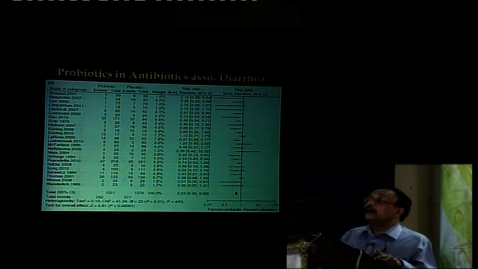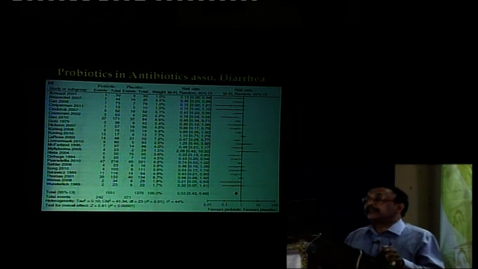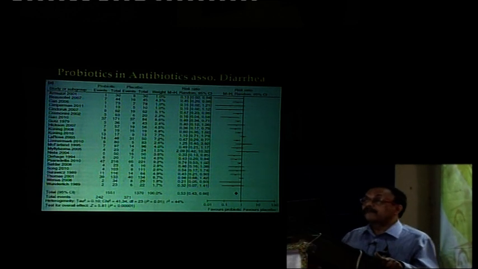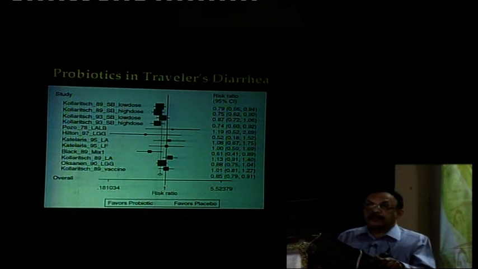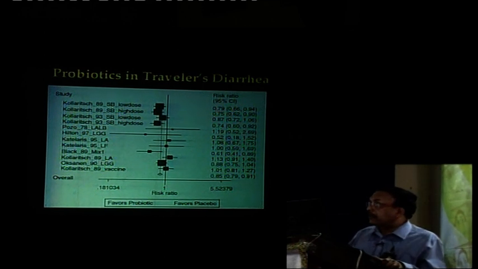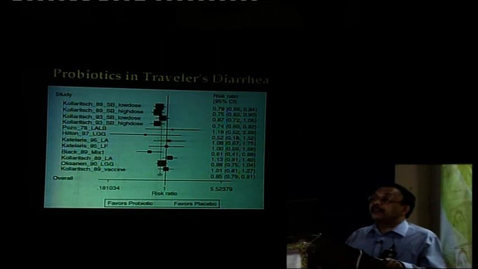This is again a meta-analysis of many trials which shows that the benefit is beyond doubt in treatment of antibiotic-associated diarrhea as well as its prevention. So, it has a role in that it prevents as well as treats antibiotic-associated diarrhea. Same is with traveler's diarrhea, where you have less chance of developing diarrhea once you are on probiotics.